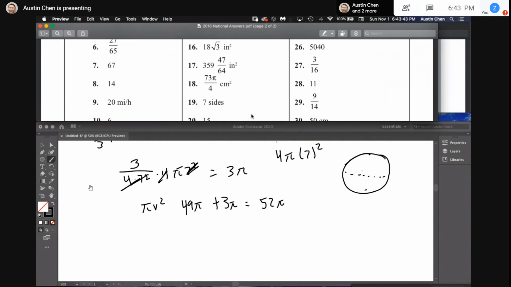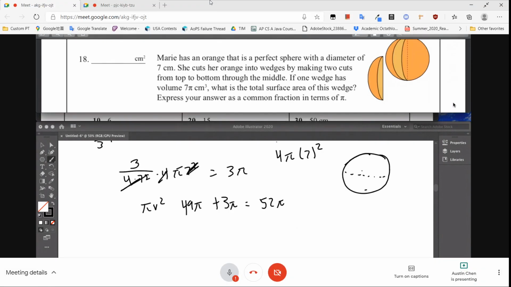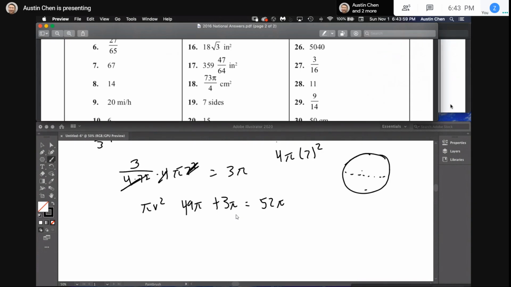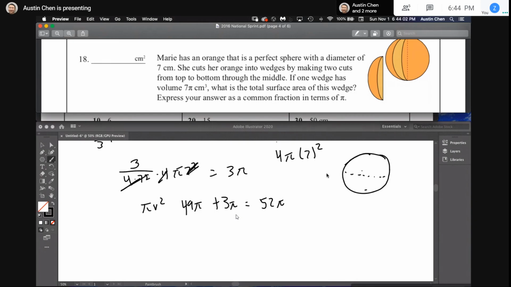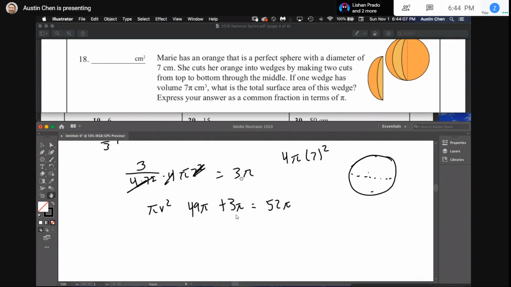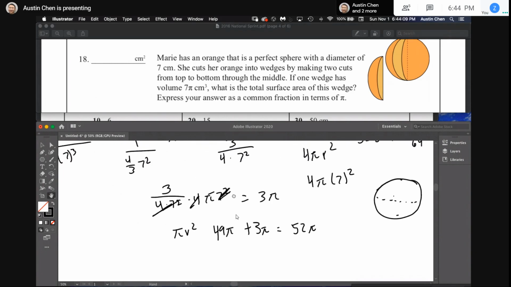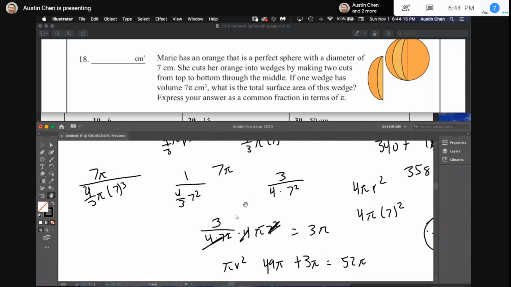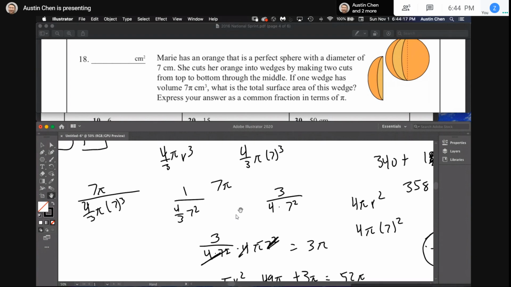Uh-oh. What did I do wrong, Bill? It's with a diameter of 7 centimeters. Oh yeah, that's going to mess stuff up. It does mess stuff up, yes. All right. So don't make that dumb mistake like I did.